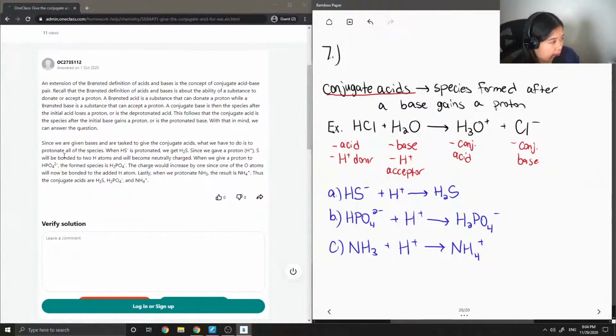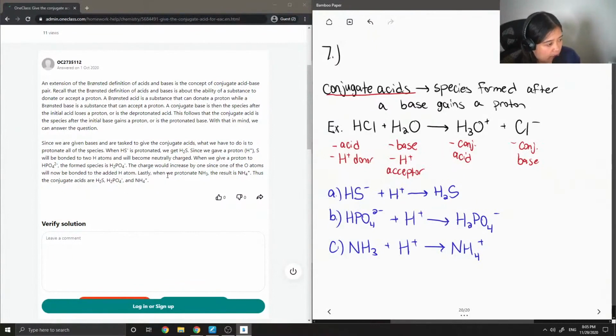When HS- is protonated, we get hydrogen sulfide. Since we gave a proton, the sulfur will be bonded to 2 hydrogen atoms and will become neutrally charged. When we give a proton to HPO42-, the formed species is H2PO4-. The charge would increase by 1 since one of the oxygen atoms will now be bonded to the added hydrogen atom.